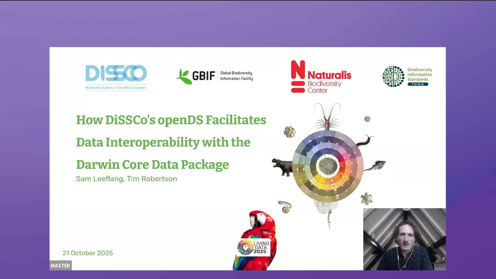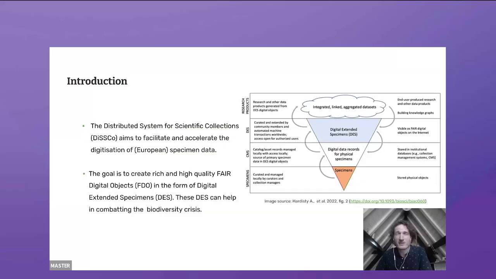So DISCO stands for the Distributed System for Scientific Collections. And our aim is to facilitate and accelerate the digitization of European specimen data. We want to do this by creating rich and high quality FAIR (findable, accessible, interoperable, and reusable) digital objects. We call those FDOs, in the form of digital extended specimens.